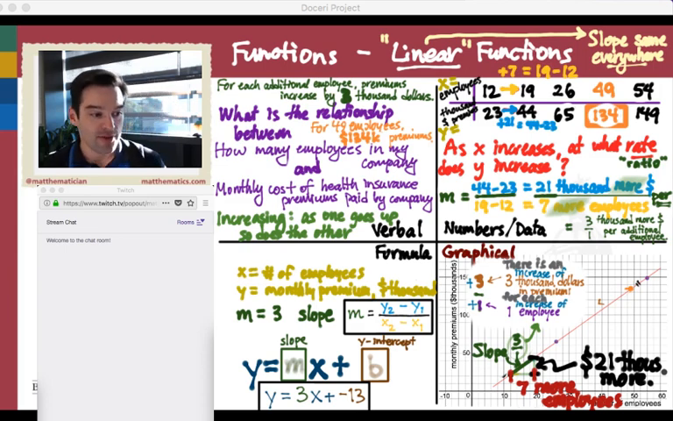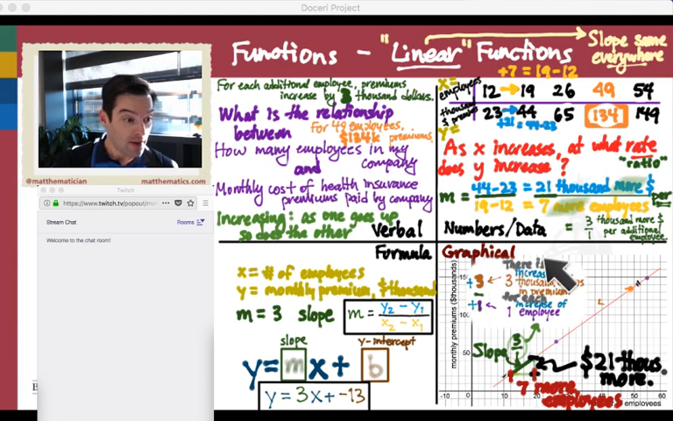All right, so now I've written this sort of paragraph. Let's read it from beginning to end to understand what it's saying. There is an increase of $3,000 in health insurance premiums for each increase of 1 employee. We could also write this the other way: for each increase of 1 employee, there is an increase of $3,000 in premiums.